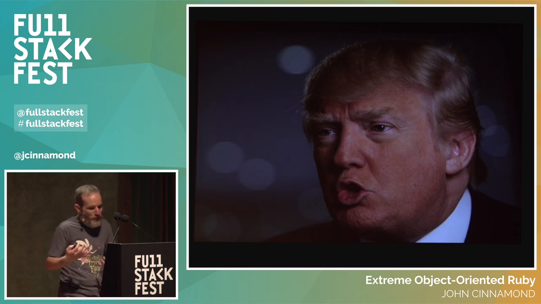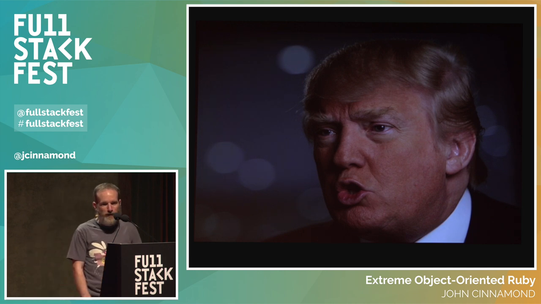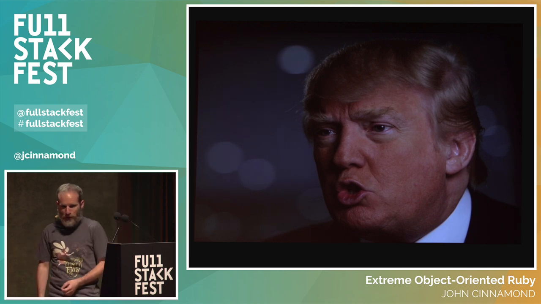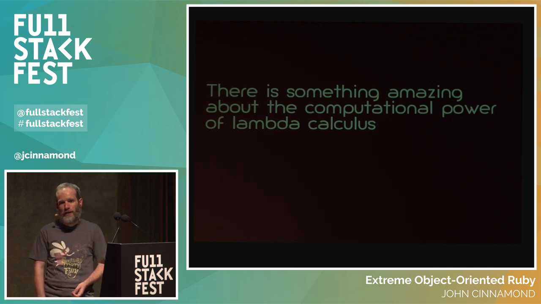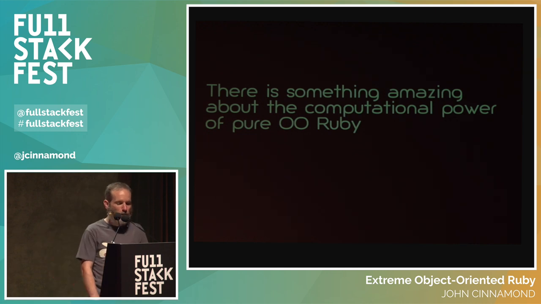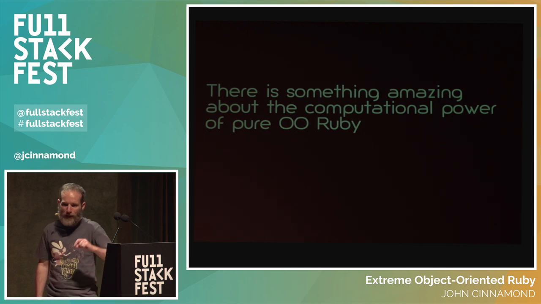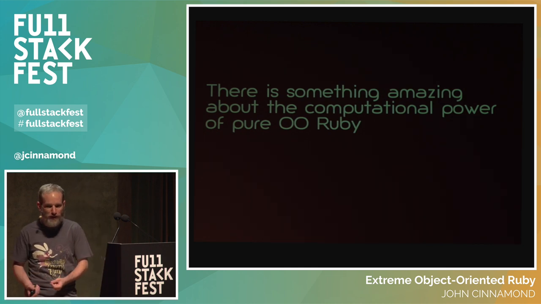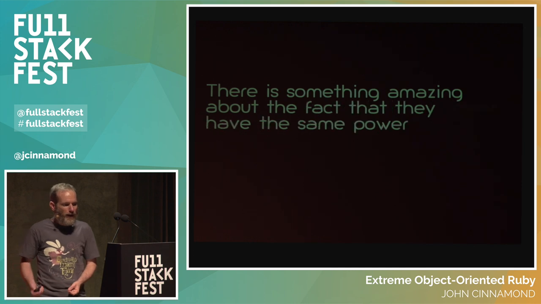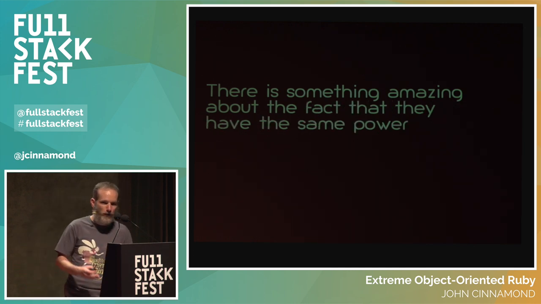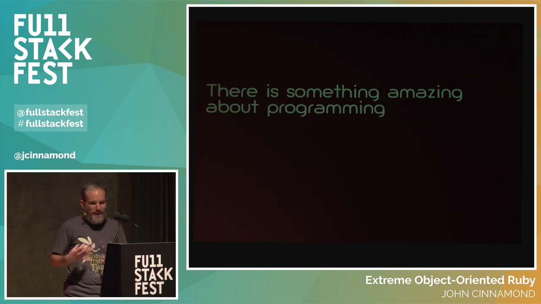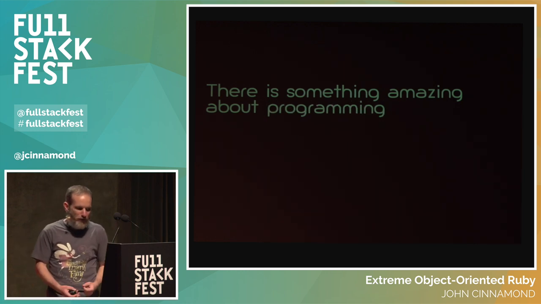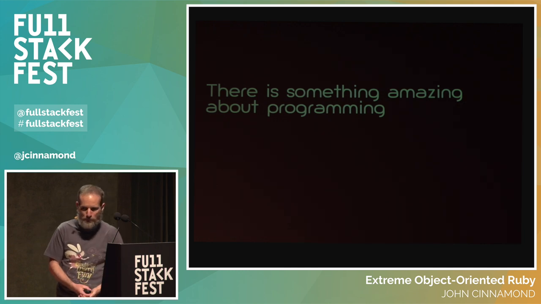So I'm not saying you shouldn't care about lambda calculus and that you shouldn't try and build pure OO objects, because there is something really amazing about the computational power of lambda calculus. And I think there's something really amazing about the computational power of pure OO Ruby. I've practiced this talk so many times, and every time I can rebuild arithmetic just by sending messages, I'm amazed by it. I think there's something really amazing about the fact that lambda calculus and our pure OO Ruby have got the same computational power. By saying these things, what I'm really saying is that there's something really amazing about programming.